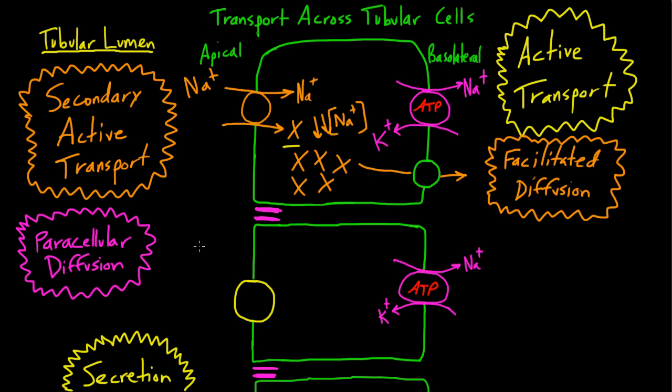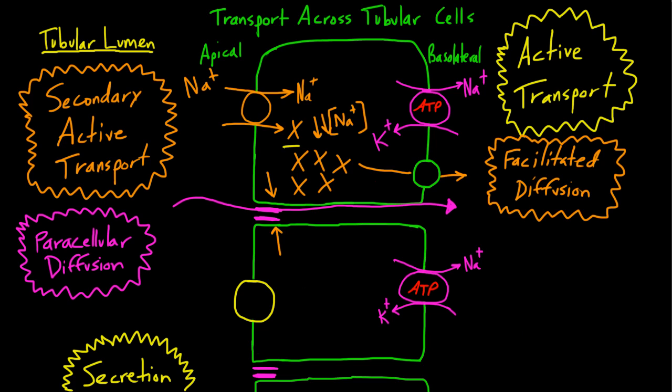There's also paracellular diffusion, which is not across the cell, but it's in between the cells. So right next to the tubular cells, right here, we have these tight junctions, and these proteins are a class of proteins called claudins. And so different solutes can move in between these if the tight junctions are leaky. And so in certain parts of the kidney, on the tubule, the junctions are leaky and solutes can leak around the cells and be absorbed that way.